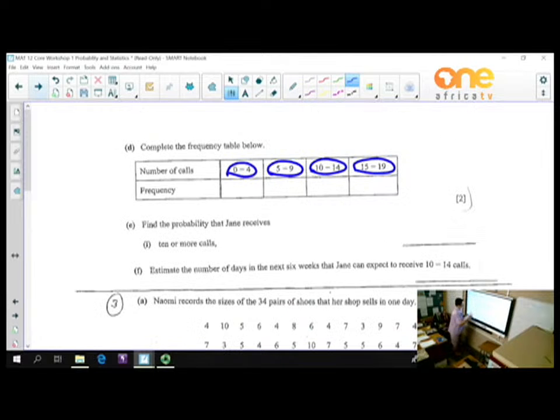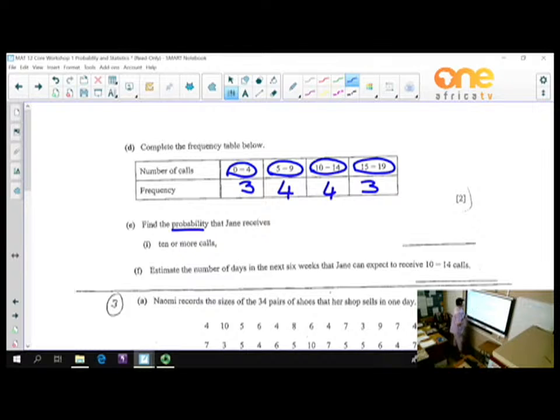So I've counted them and I've found that this one is 3. There's 4 numbers here, 4 numbers here, and 3 there. Eventually, this should add up again to 14. Make sure that you have that.